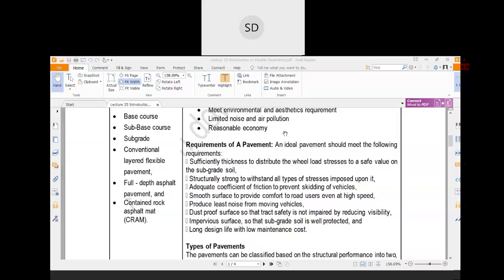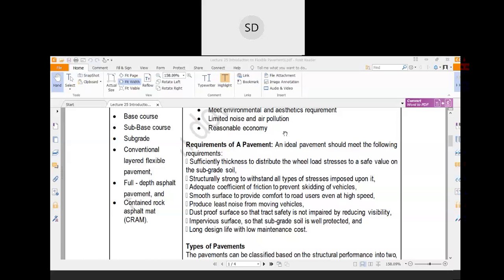Then impervious surface, so that water cannot penetrate through the road surface and reach the subgrade material. Now if the water reaches the subgrade material, it will mix with the soil subgrade and weaken it, and ultimately there would be damage to the entire portion of the road.